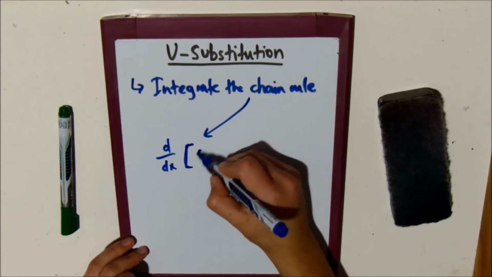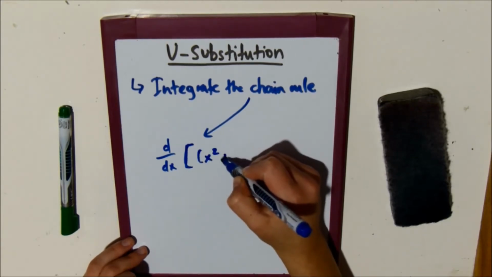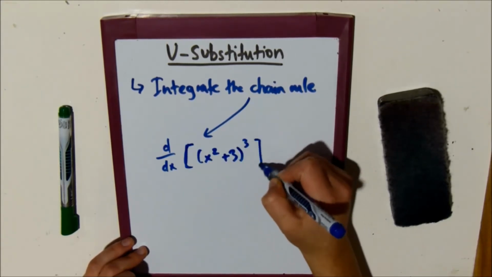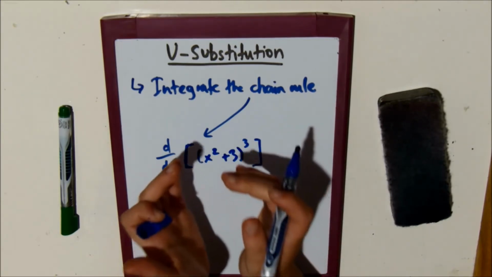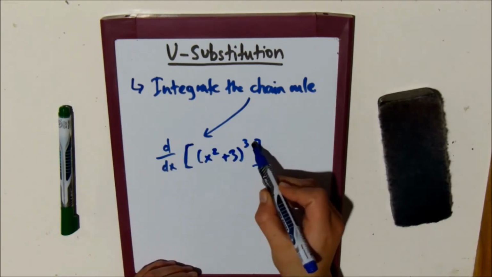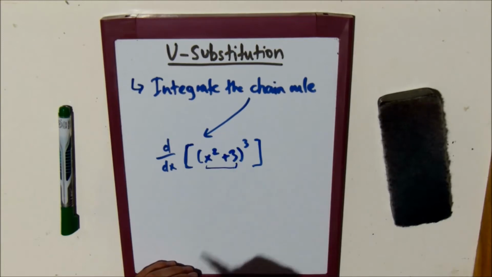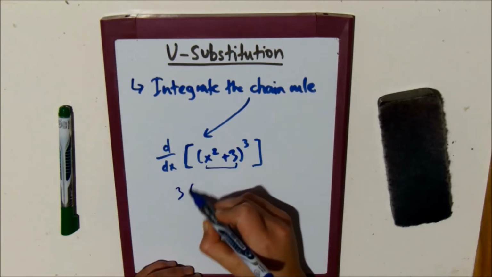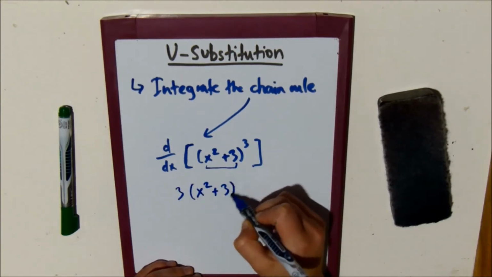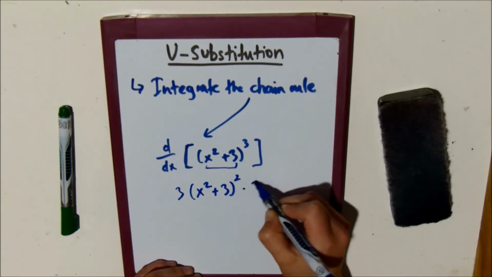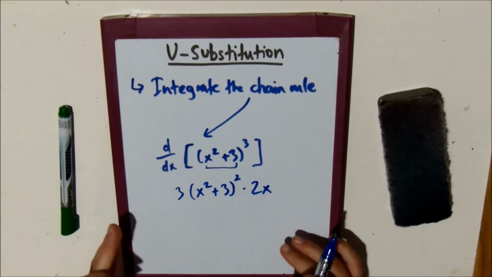Right, so let's say our function is something like (x squared plus 3) cubed, and if we're trying to derive that, we have to derive the outside, so all this stuff cubed, and then also this inside function. So to derive it, it would be 3 times (x squared plus 3) to the 3 minus 1, which is 2, times 2x, and this would be our derivative.